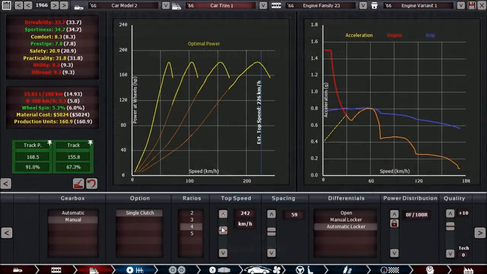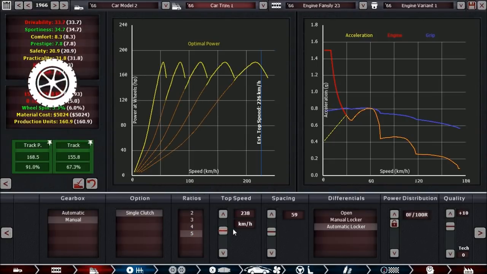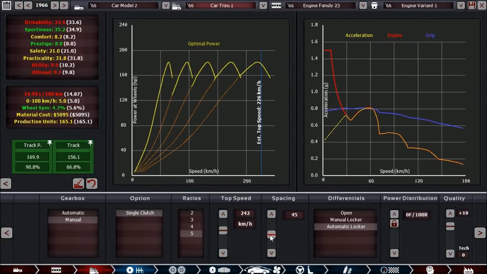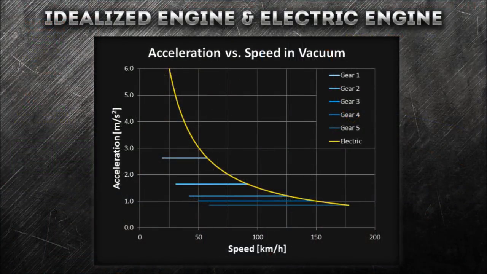There are transmissions that can run the engine at maximum power. They are called continuous variable transmissions, or CVTs. Unfortunately, they suffer from significantly more friction losses compared to manual gearboxes. A very similar effect is that of electric engines, which have constant power across their rev range.